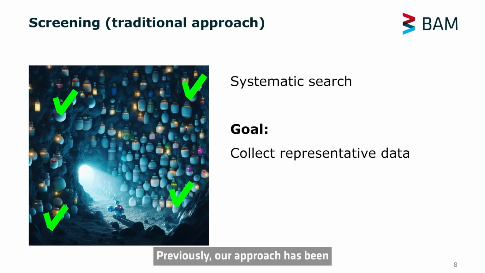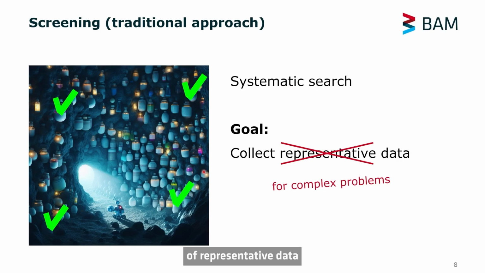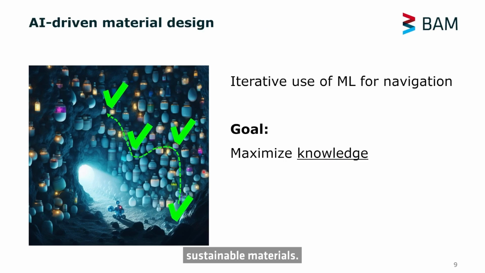Previously, our approach has been to sample a representative set of formulations. Basically, take one formulation from each corner of the design space. The problem is that the whole concept of representative data does not exist for complex problems. This has to do with the weird geometry of high-dimensional spaces. So it is not a problem of our ignorance or a problem that we could solve with collecting more data. It is a fundamental problem of complex systems, such as sustainable materials.